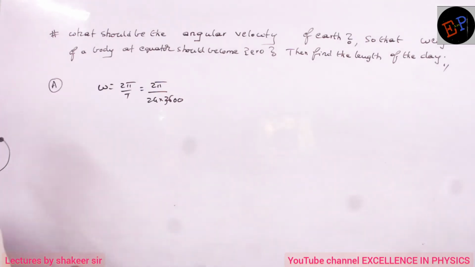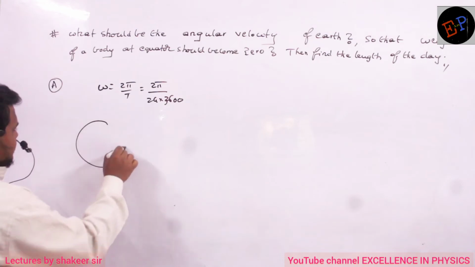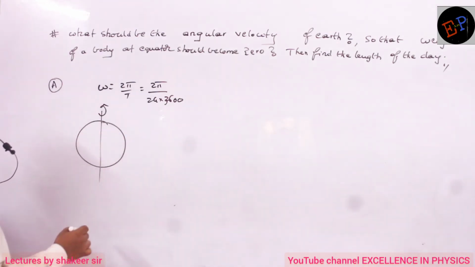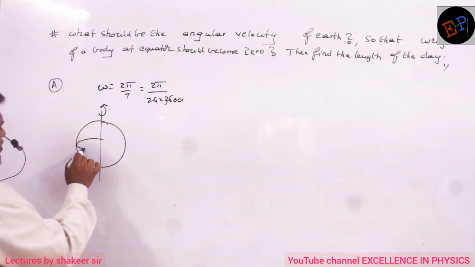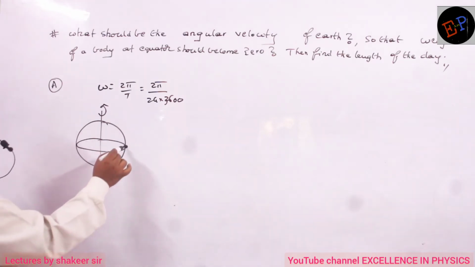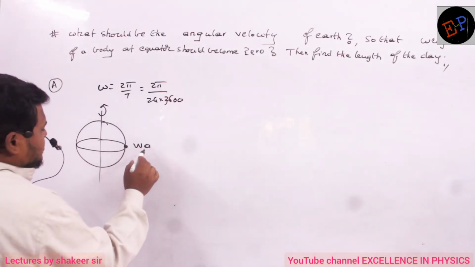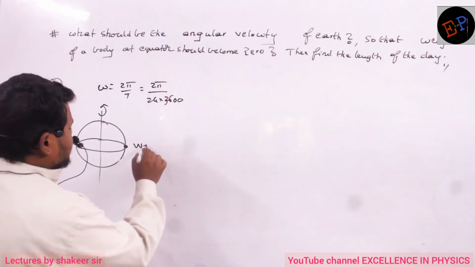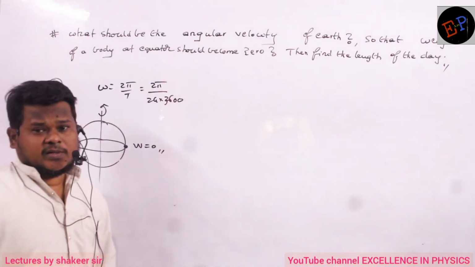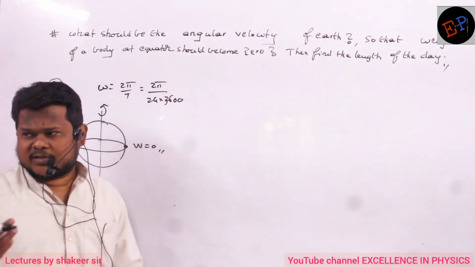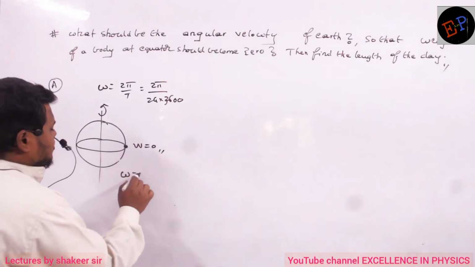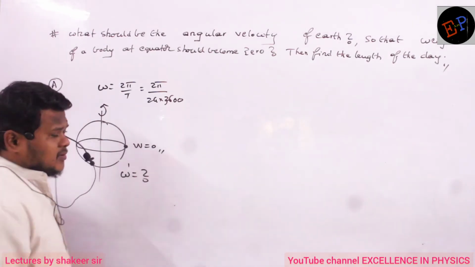Okay, now consider this is Earth, and this is the equator. Sorry, this is the axis around which Earth is rotating, and this is the equator. Okay, so there is one body present on the equator. And weight of this body should become how much? Weight of this body should become zero. That is, body should become a weightless body. Mass will be there, but it should become a weightless body. Okay, then what is the angular velocity of that? Then omega dash value I have to calculate.